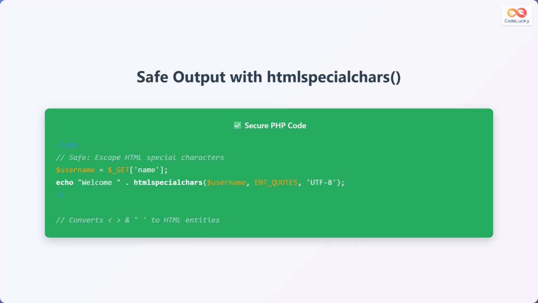Now let's look at a secure PHP code. The key here is to use the htmlspecialchars function. This function escapes HTML special characters, converting characters like less than, greater than, ampersand, and quotes into their corresponding HTML entities. By applying htmlspecialchars to the username variable before outputting it, we prevent the browser from interpreting any HTML or JavaScript code, thus mitigating the risk of XSS. The ENT_QUOTES flag handles both single and double quotes, and specifying the character encoding like UTF-8 ensures proper encoding.